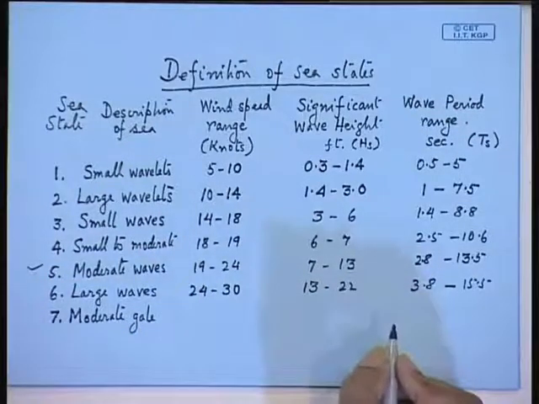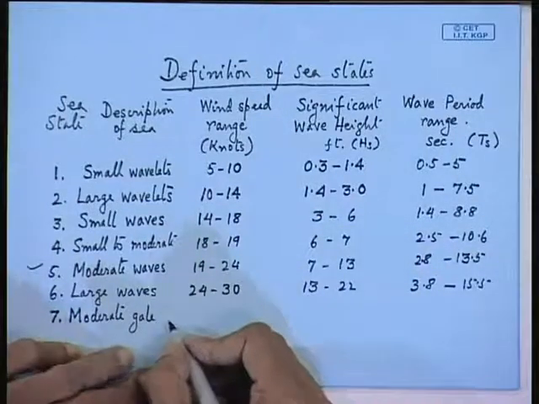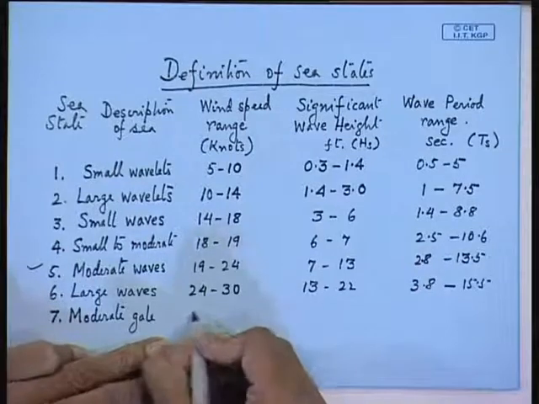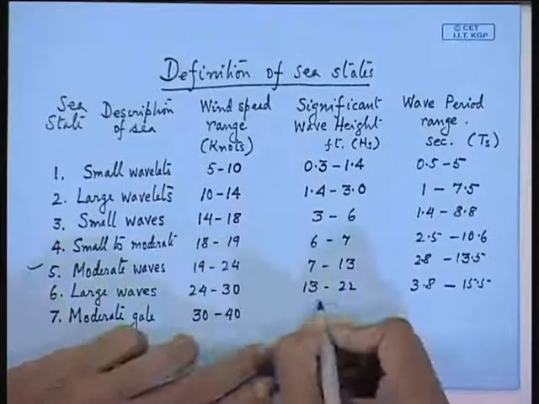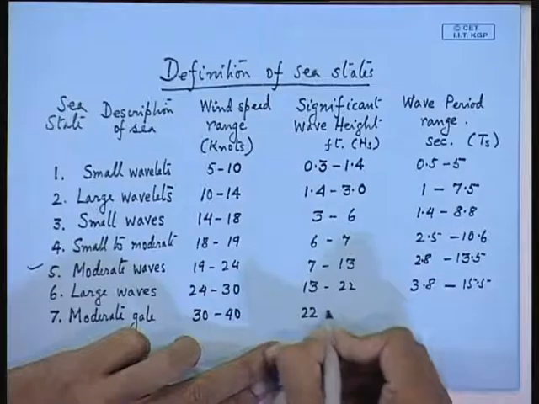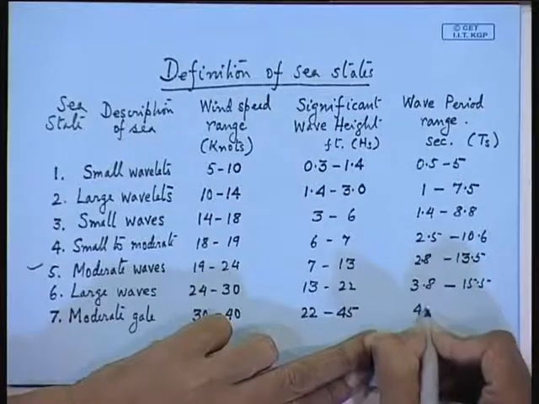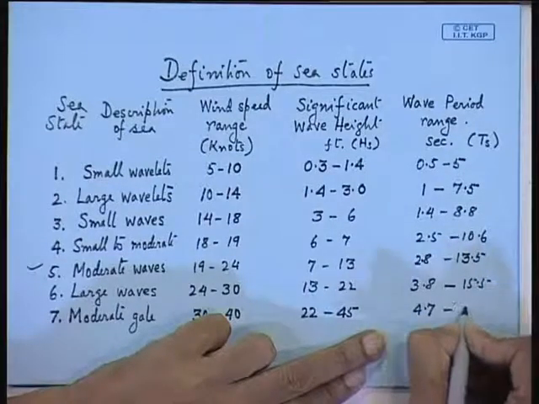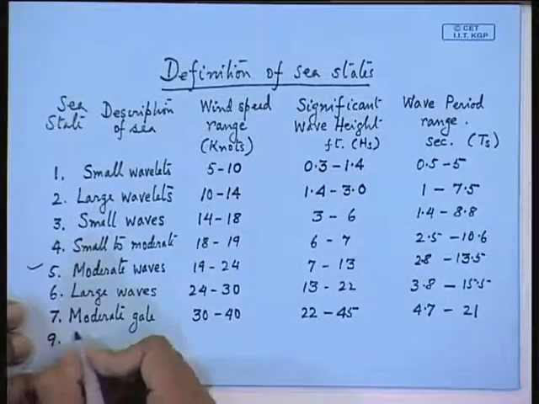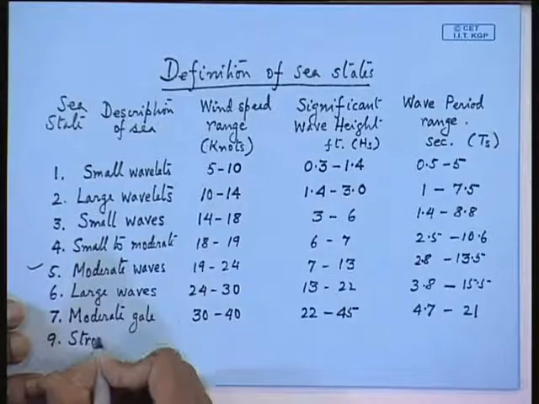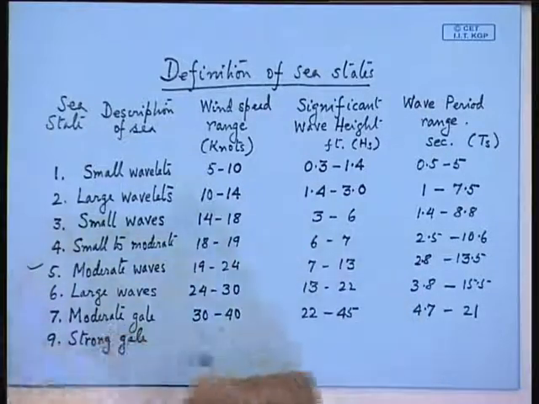When you design an offshore structure, you have to design for the storm conditions. So moderate gale is where the sea is becoming more and more rough. You are getting 30 to 40, and this is 22 to 45. So this is 4.7 to 21. Then strong gale. Whenever you design an offshore structure, you look for these three conditions.